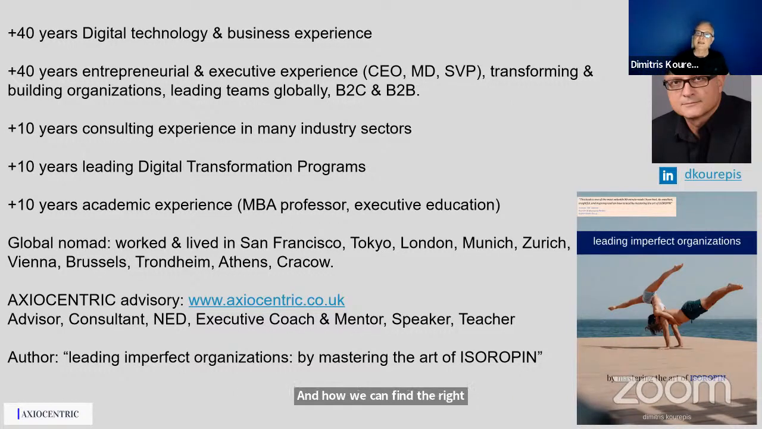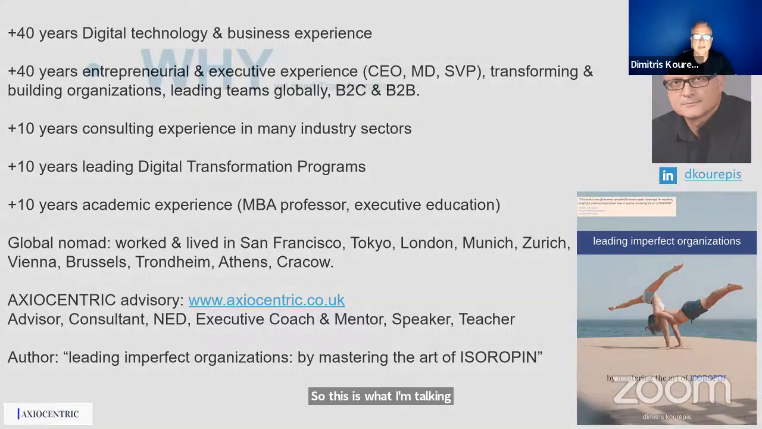So Isoroping is multidimensional, asymmetrical, dynamic balance. You have to consider many different dimensions. The balance will be asymmetrical, will never be 50-50, can be 0-100, depending on the dimensions. And of course, it will be changing depending on the context and the time challenges and the resources that you face. So this is what I'm talking about in this book.